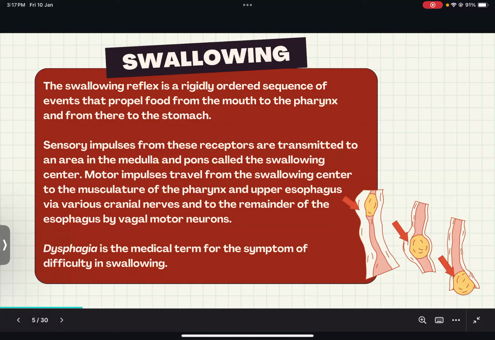I heard from Dr. Angelica's recording, I heard her repeating this a couple of times, so just make sure you know this. There's not much to understand about it. Just memorize that the swallowing phase is controlled by an area in the medulla and pons called the swallowing center.